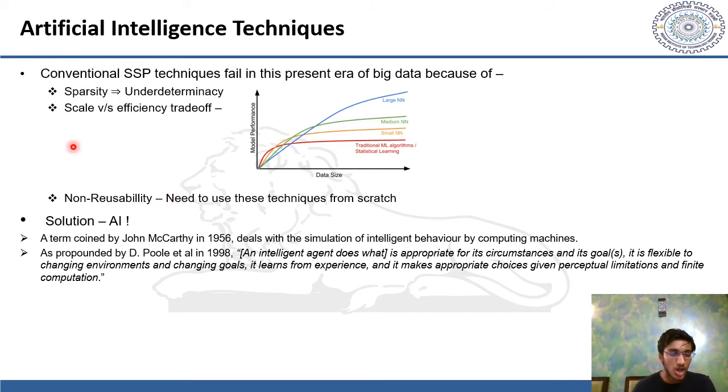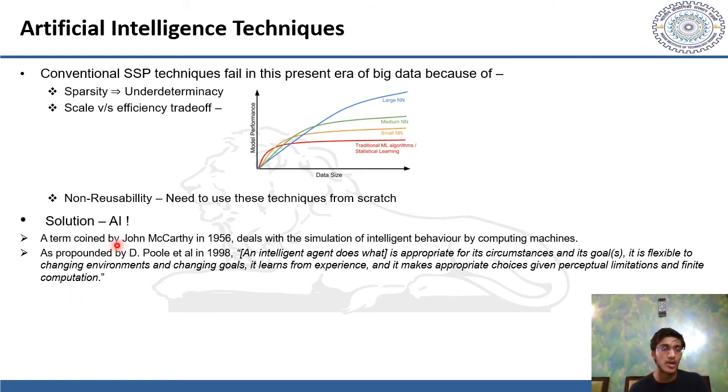Because of all of these drawbacks, these SSP techniques are not used. And what is the solution? The solution is to turn to artificial intelligence techniques. Essentially, artificial intelligence is a term which has been coined by John McCarthy in 1956, and it deals with the simulation of intelligent behavior by computing machines. As propounded by Deptt and others in 1998, an intelligent agent does what is appropriate for its circumstances and goals. It is flexible to changing environments and changing goals. It learns from experience and it makes appropriate choices given perceptual limitations and finite computation.